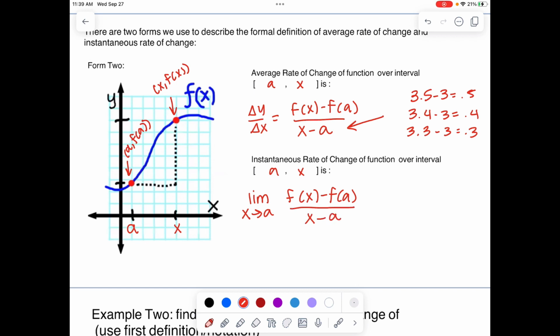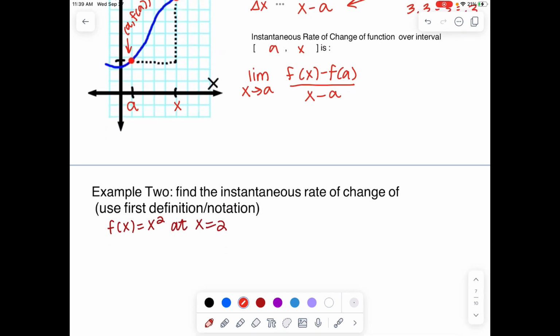They're basically just taking the average rate of change over and over again as the x value approaches a, therefore the gap between them gets smaller. And so that's just the same concept of the limit. We're just approaching something. We're just approaching these x values. Okay, so what do we do to actually solve these problems?